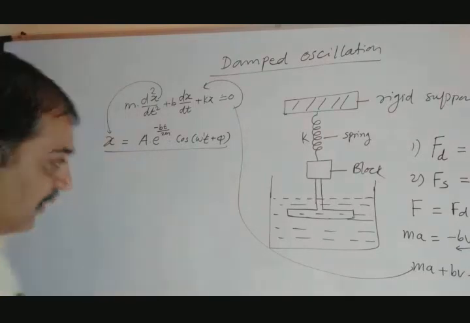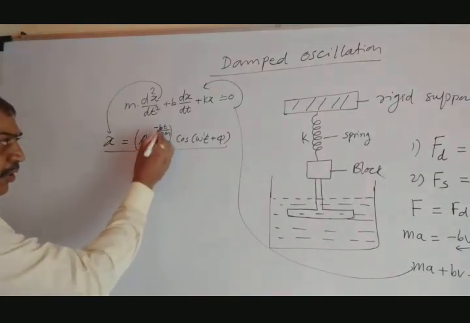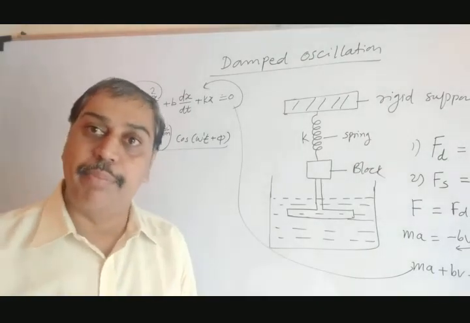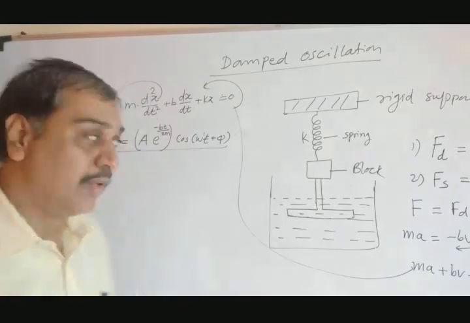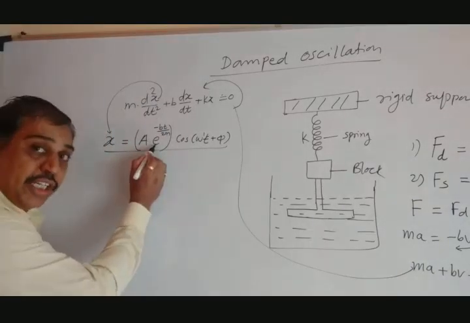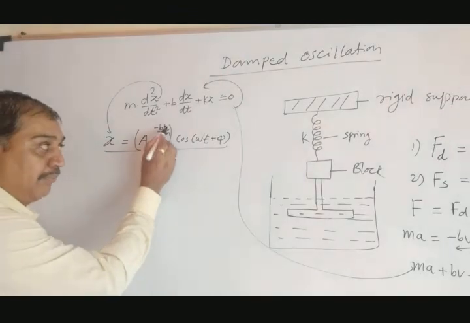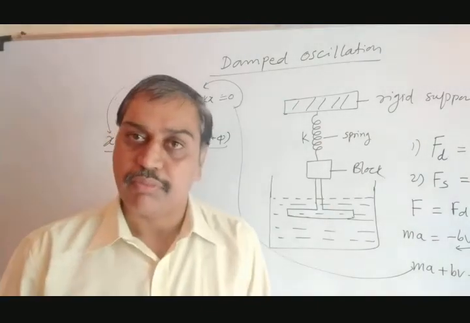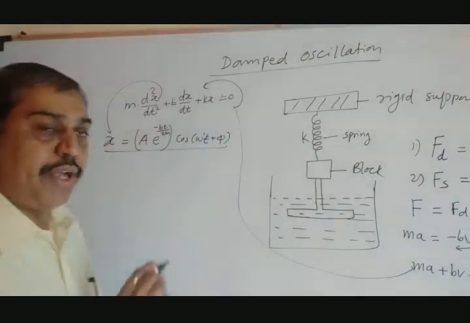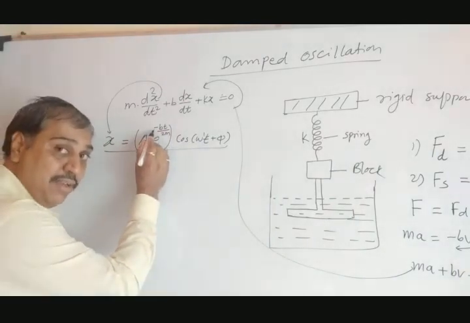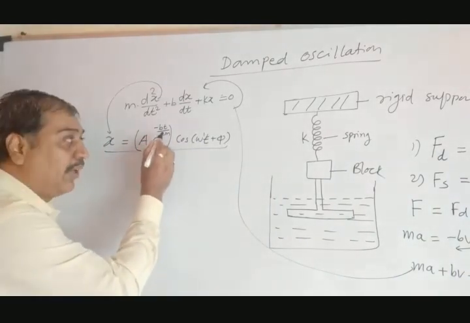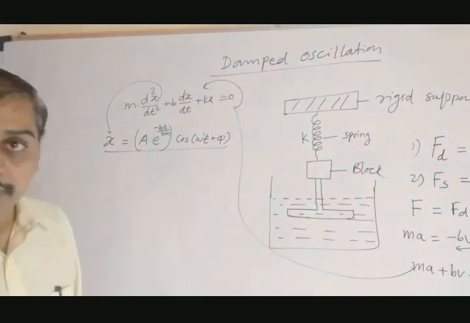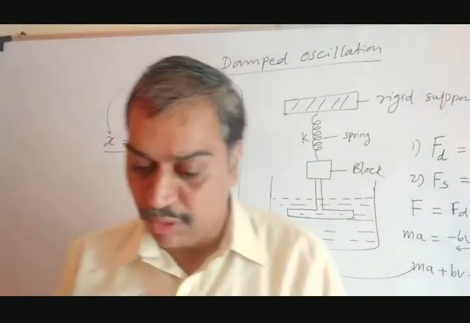Out of this, what is this term? This term a e to the power minus bt by twice m is said to be the amplitude. It is the amplitude of damped motion or damped oscillation. In this case, it is changing exponentially with time, and there is a minus sign. So we can say that in damped oscillation, the amplitude decreases as an exponential function of time, due to the minus sign. That is what they want to explain here.